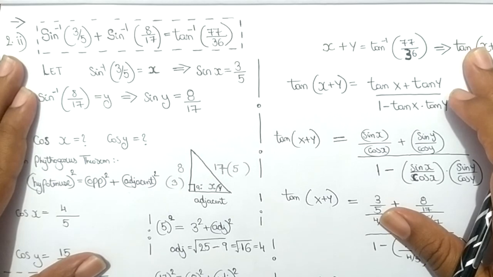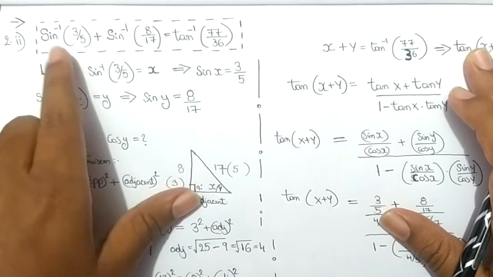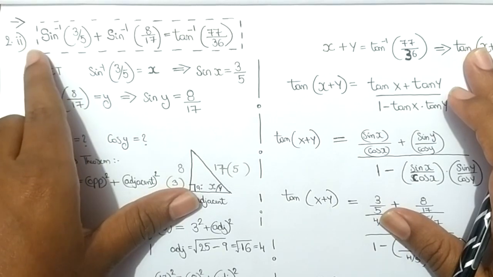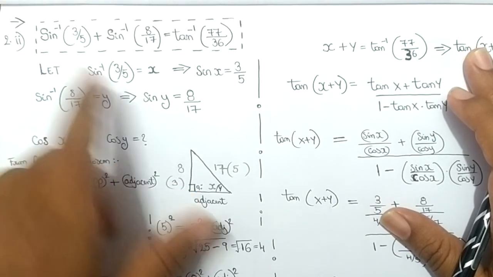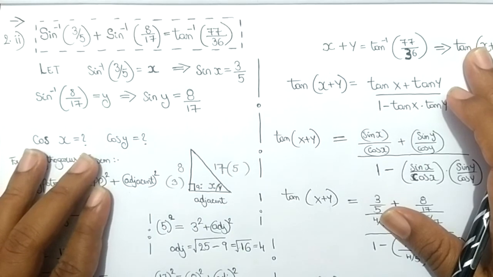As usual, we were discussing important inverse trigonometry problems. Today we are dealing with the second problem of the miscellaneous example given in your inverse trigonometry text.